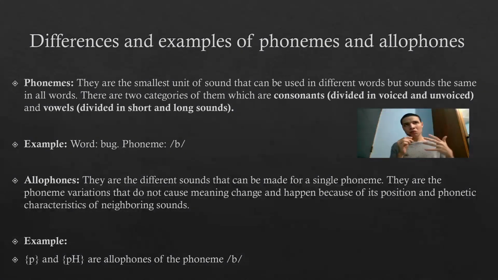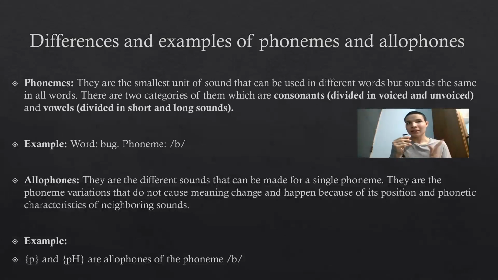Now, let's go with the difference and examples of phonemes and allophones. Again, the phonemes are the smallest unit of sounds that can be used in different words, but it sounds the same in all words. There are two categories: consonants, divided into voiced and unvoiced, and vowels, which are divided into short and long sounds, as we saw in Phonetics Part A. Now, here's an example with the word bug. It used the phoneme b.